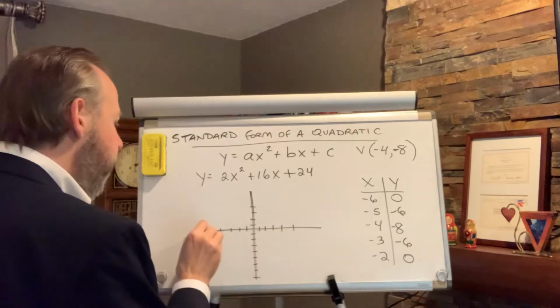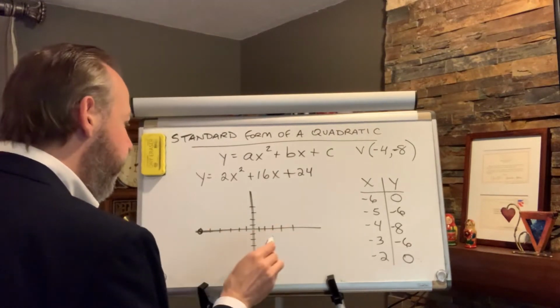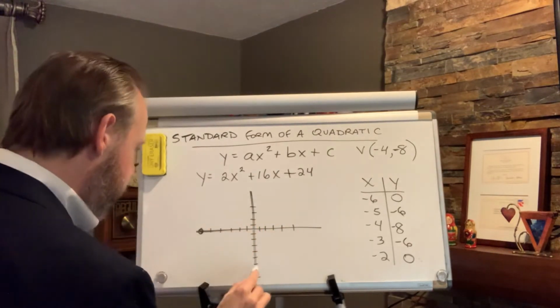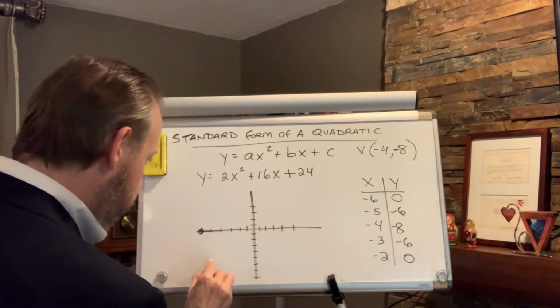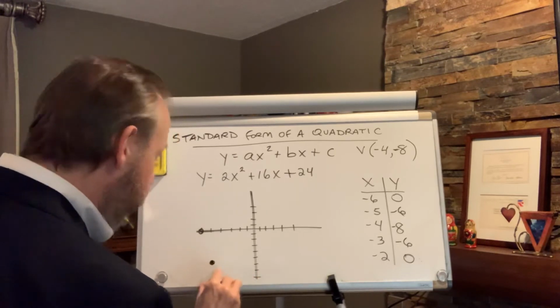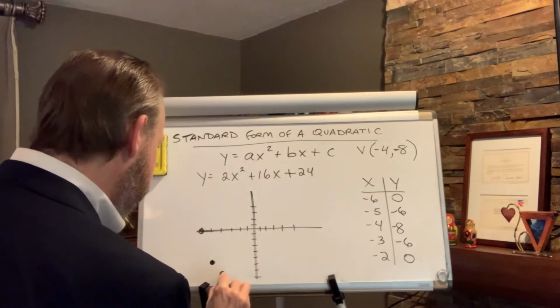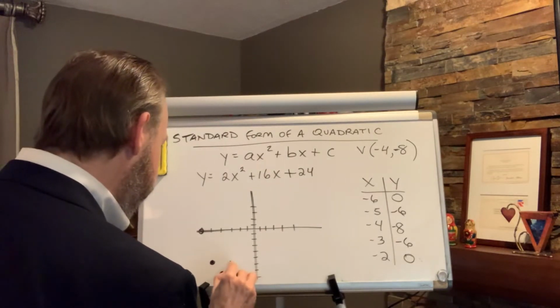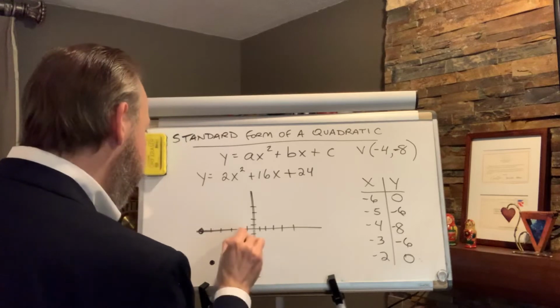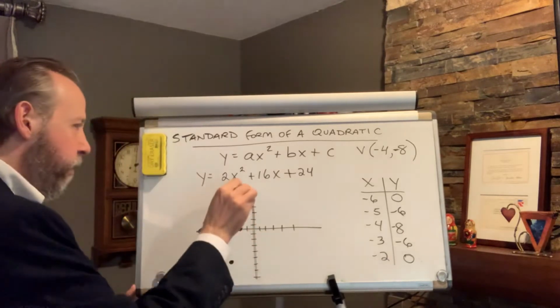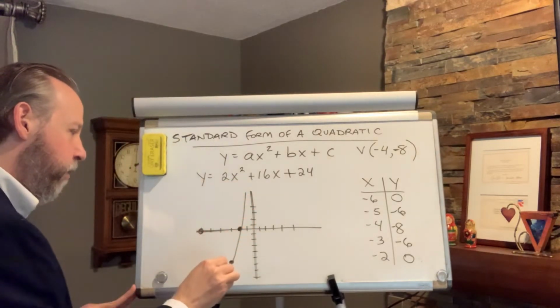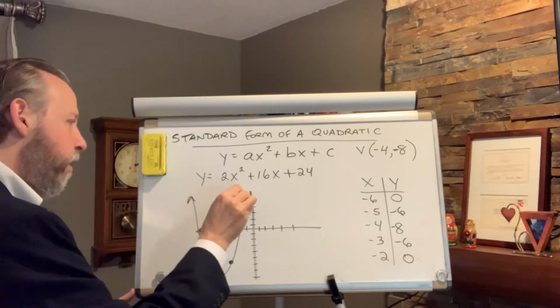Negative 6, 0 is right here. Negative 5, negative 6. So it comes down to about over here. I'm trying to eyeball it. Negative 4, negative 8. It's all the way down here. Negative 3, negative 6. Negative 2, 0. Okay, so it comes down, turns around, goes back up.